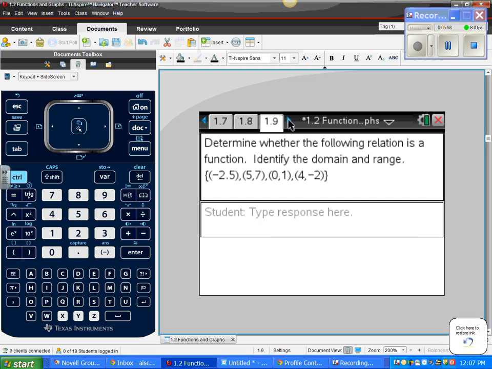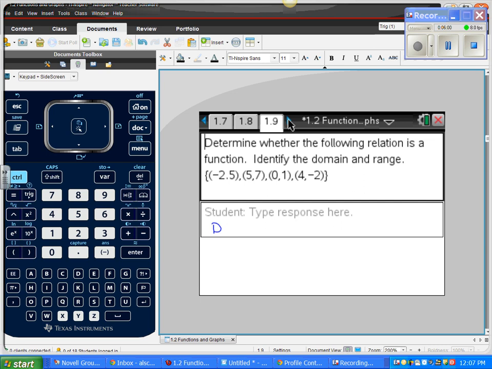All right, so same thing here. Domain, -2, 5, 0, 4. Range, 5, 7, 1, -2. Since we don't have any x values that repeat, this is a function.